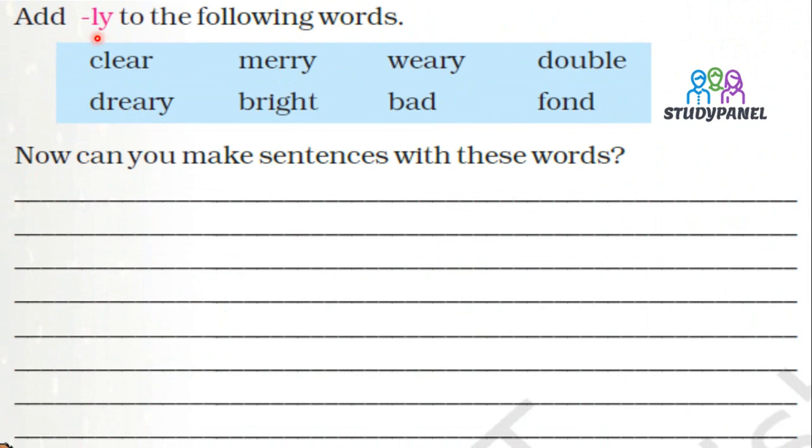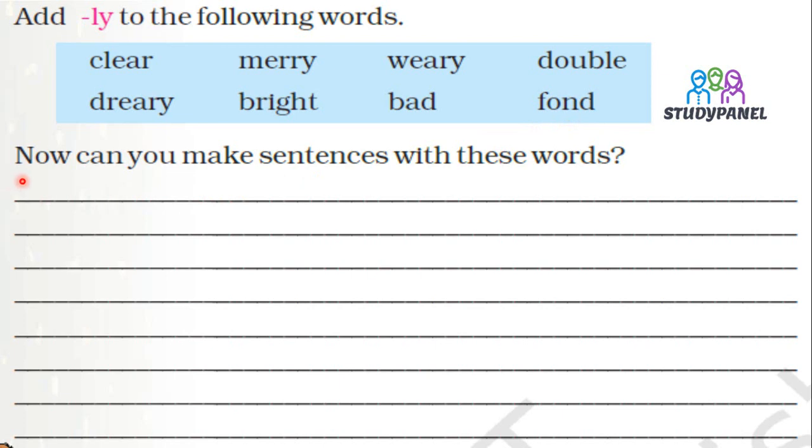Now add ly to the following words: clear, clearly; merry, merrily. Then this word is weary. See, what is the meaning of weary? Weary means extremely tired. This is double, doubly. This is dreary. The meaning of dreary is dull, drowsy. So it is dreary and drearily. Bright, brightly. Bad, badly. Fond, fondly. So these are the words with ly.